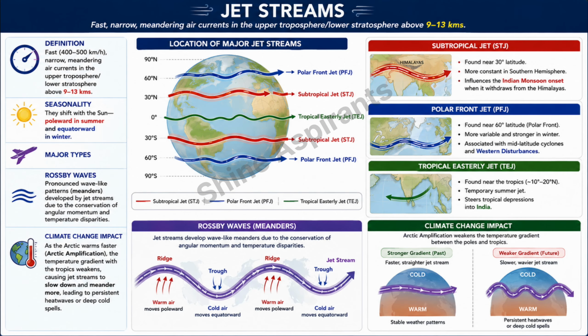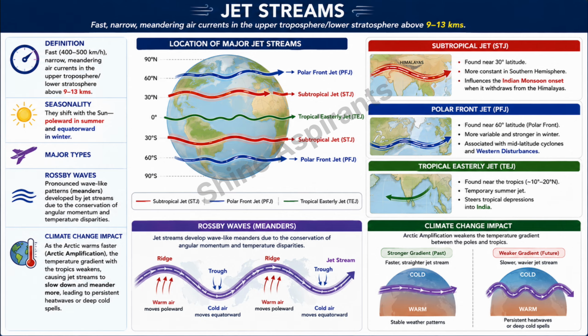Jet streams: fast, narrow, meandering air currents in the upper troposphere and lower stratosphere, above 9 to 13 kilometers altitude. Speed: 400 to 500 kilometers per hour. Seasonality: shift with the sun, poleward in summer and equatorward in winter. Major types: Subtropical jet stream, STJ, constant in the southern hemisphere. Influences the Indian monsoon onset when it withdraws from the Himalayas. Polar front jet, PFJ, more variable and stronger in winter. Tropical easterly jet, TEJ, a temporary summer jet. Steers tropical depressions into India.